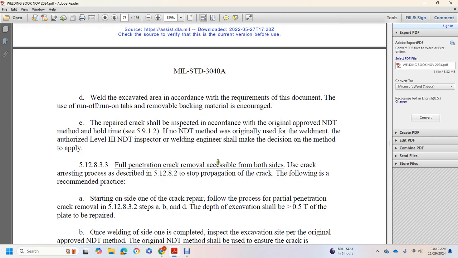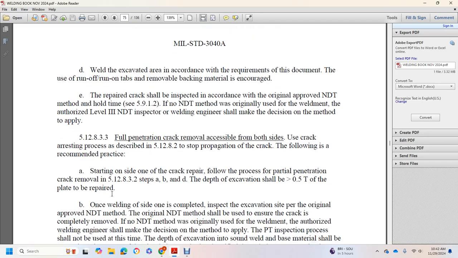Full penetration crack removal, accessible from both sides. Use the crack arresting process defined and described in 5-12-8-2 to stop propagation of the crack. The following is recommended practice. Start on one side of the crack repair with the filing of the process.